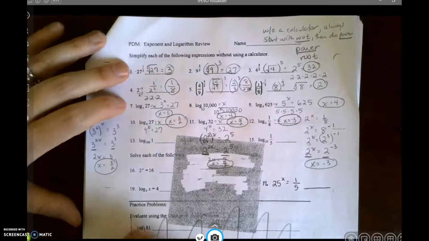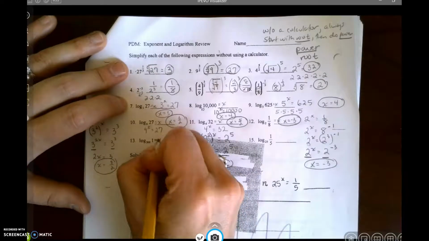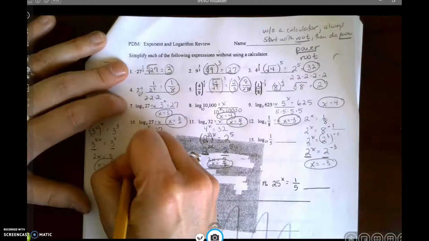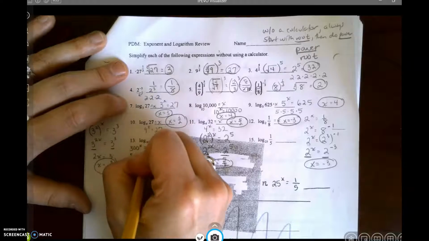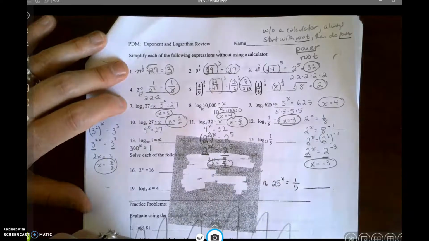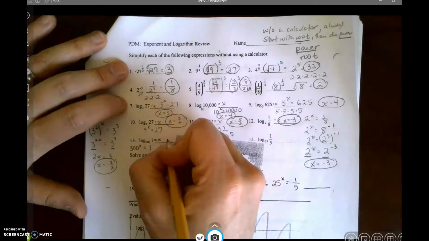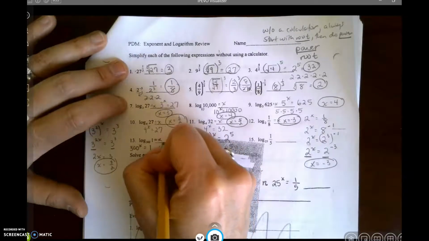Right, number 13 equals x, so 300 to the x equals 1. Well, anything to the 0 power is 1, so x equals 0.